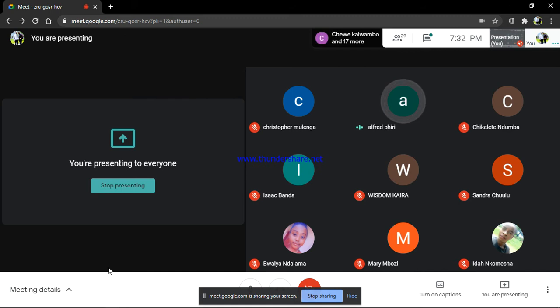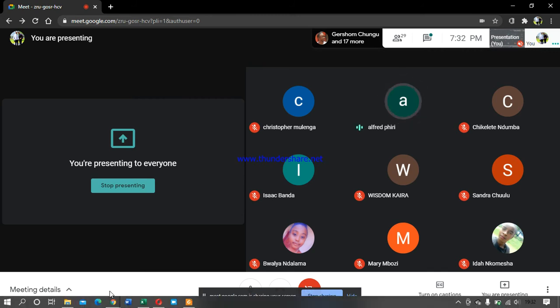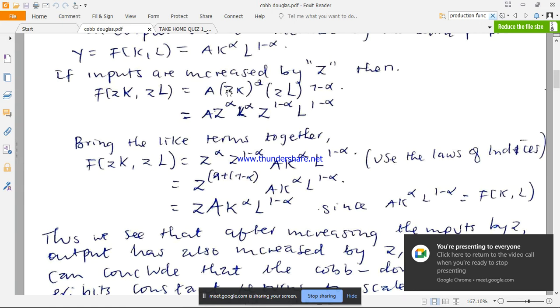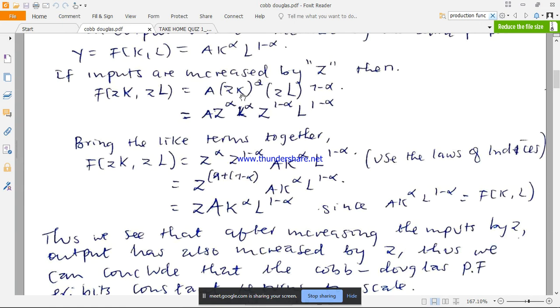Yes, sir. Can you edit before you send this document? When you are multiplying those brackets, moving the brackets, you forgot to put, is it an AK alpha? Where? When I was opening. Later on, it's AZ alpha, then K alpha.